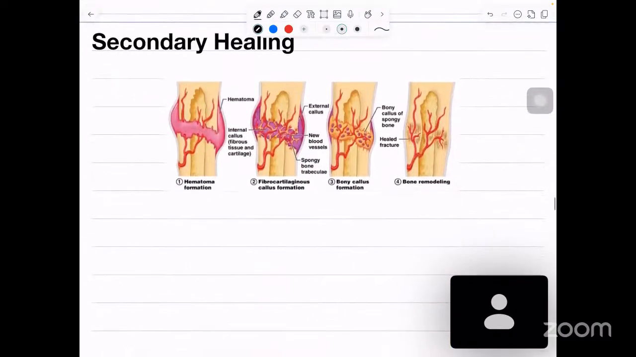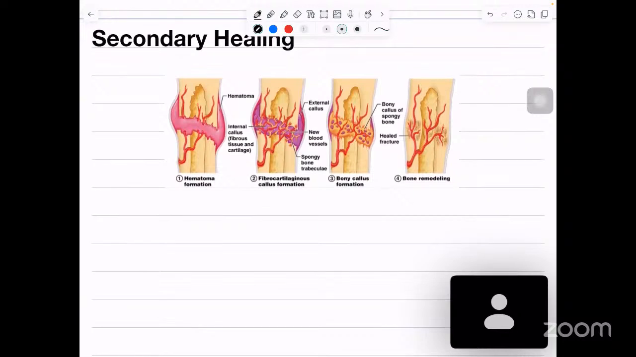Okay, I'll explain what exactly happens in secondary healing. Hematoma formation occurs immediately after a fracture. The bone has broken, and immediately all the blood vessels inside are cut. So there will be bleeding at the fracture site. When that happens, all the chemotactic factors come in from outside and start to aggregate. It will start secreting factors so that fibroblasts start coming inside.